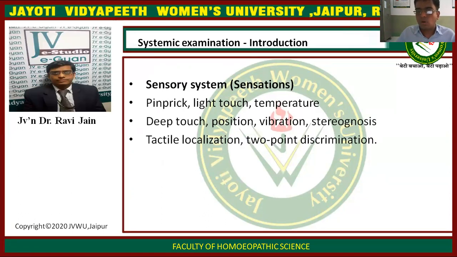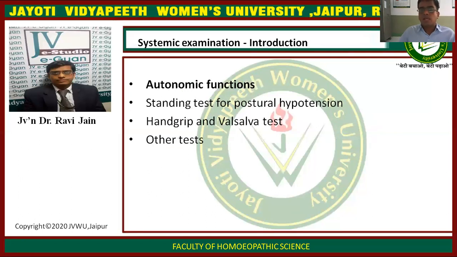In the sensory system or the sensations, we have to check for the pinprick, light touch or temperature. We have to check for the deep touch, position, the vibrations, and stereognosis. We also have to check for the tactile localization, 2-point discrimination. So, in the sensory system, we have to check for pinprick, light touch, temperature, deep touch positioning, vibration, stereognosis, tactile localization, and 2-point discrimination.